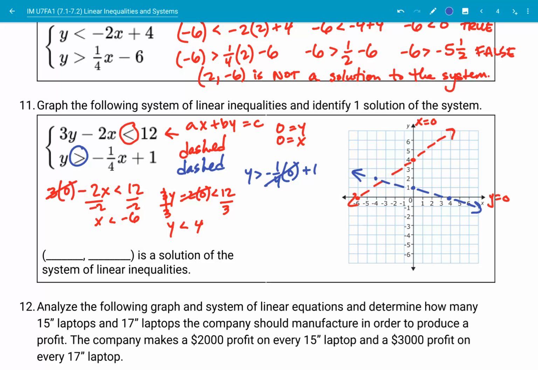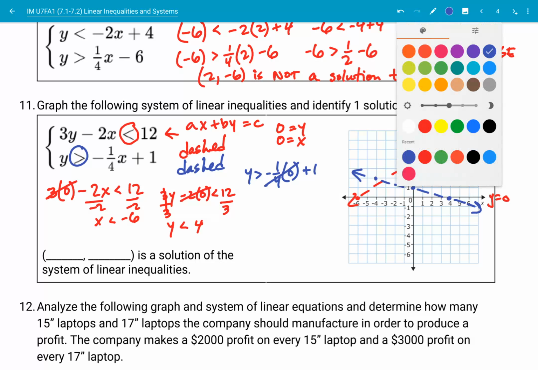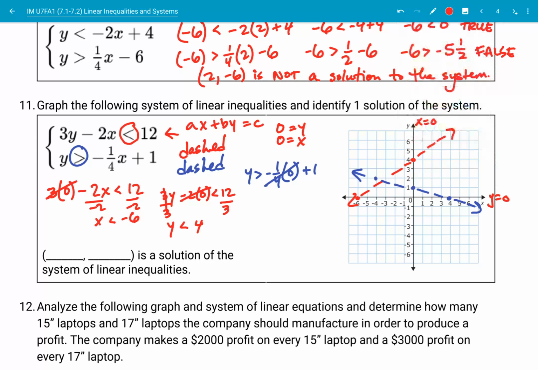And now I need to figure out where the solutions are. On the first one, I'm going to plug in the test point 0, 0. I'm going to go back to red and see, does 0, 0 satisfy the inequality? So I plug in 3 times 0 minus 2 times 0 is less than 12. This is 0 minus 0. Is 0 less than 12? Yes. So that means the point 0, 0 is in the half plane that's below this first line right here.